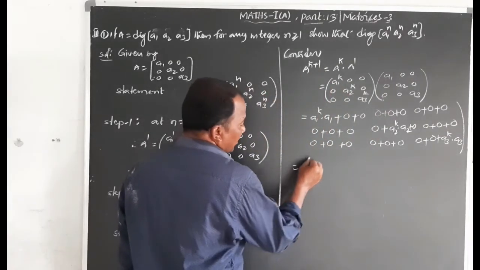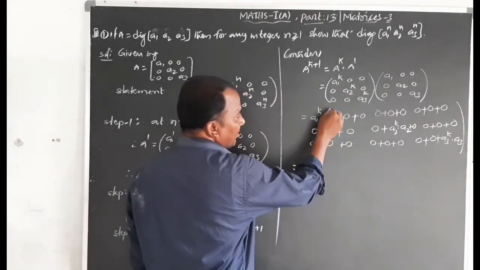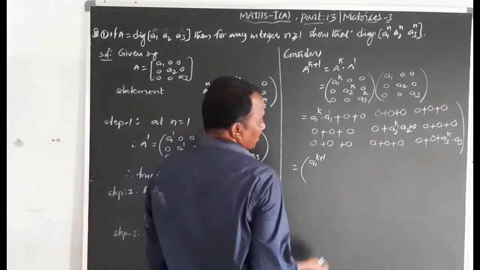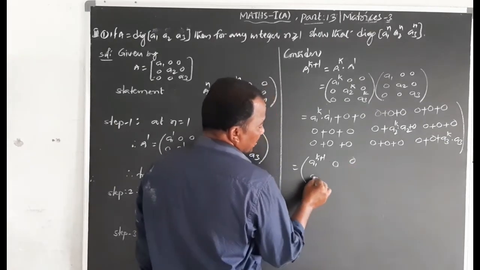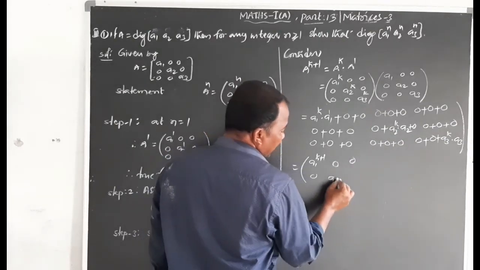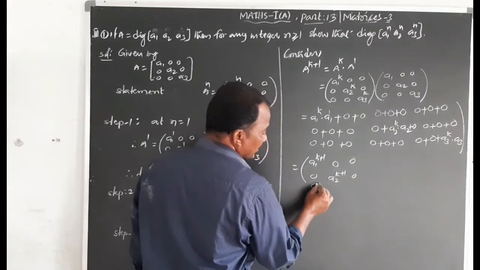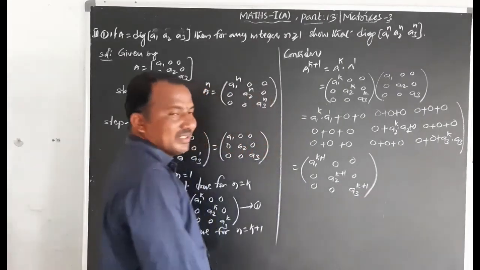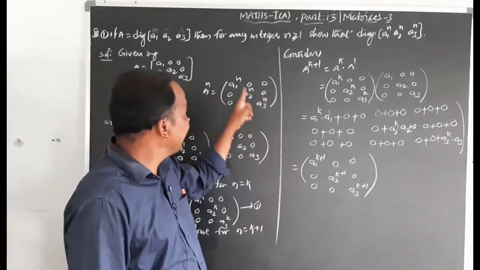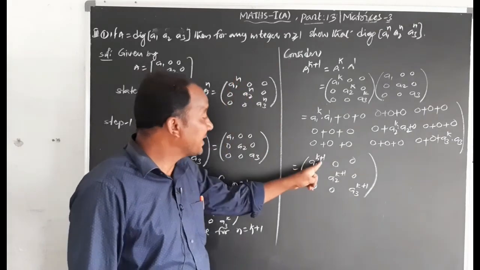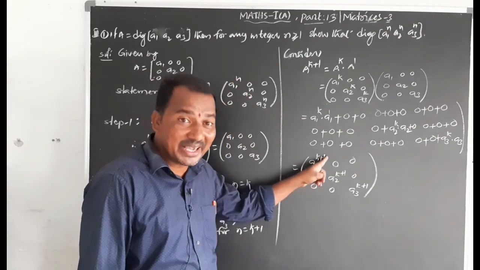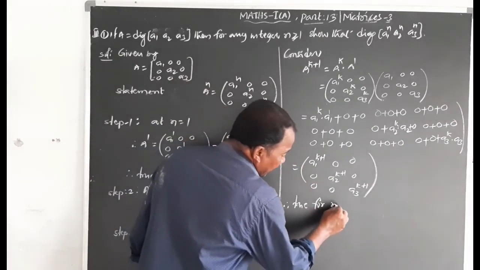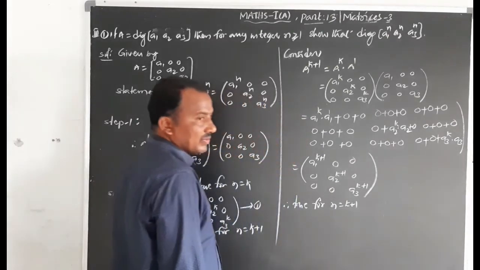Right. Bases are equal, so powers are added: A1 power k plus 1 0 0, 0 A2 power k plus 1 0, 0 0 A3 power k plus 1. See here, in n place k plus 1. Therefore true for n equals k plus 1.